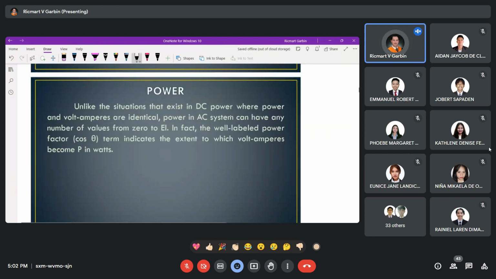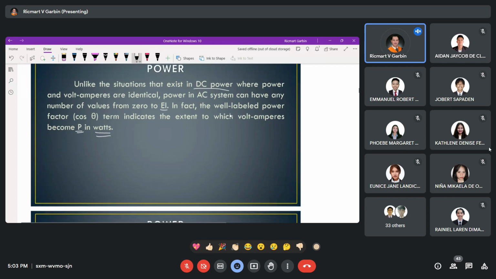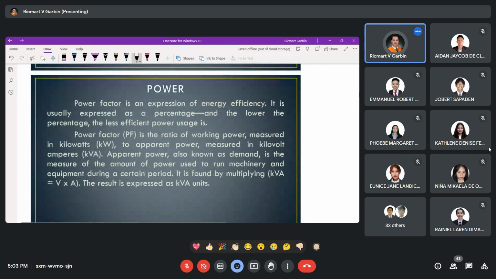So, unlike the situations that exist in DC, where the power and volt amperes are identical, power in AC system can have a number of values from 0 to EI or yung ating power dito. In fact, the well-labeled power factor, cosine theta, terms indicates the extent to which volt amperes become in P or power in watts. So may relationship syempre yung tatlong parameters na yon. So the power factor is an expression of energy efficiency and usually expressed as a percentage, and the lower the percentage, the lesser efficient the power usage is.